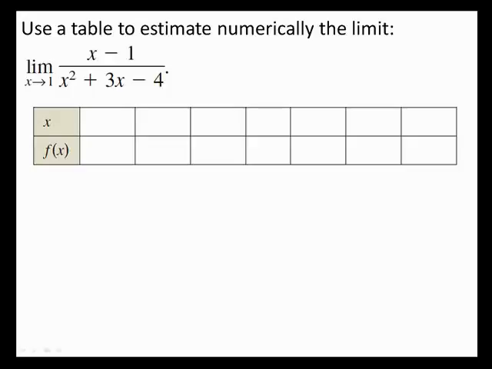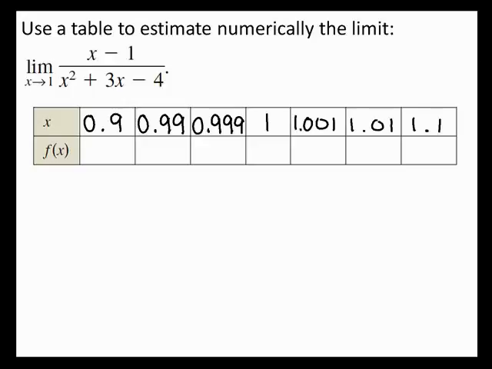Use the table to estimate numerically the limit of x minus 1 divided by x squared plus 3x minus 4 as x approaches 1. To find the limit as x approaches 1, substitute x values that approach 1. Substitute in 9/10ths, 99 hundredths, 999 thousandths, 1, 1 and 1,000th, 1 and 100th, and 1 and 1/10.